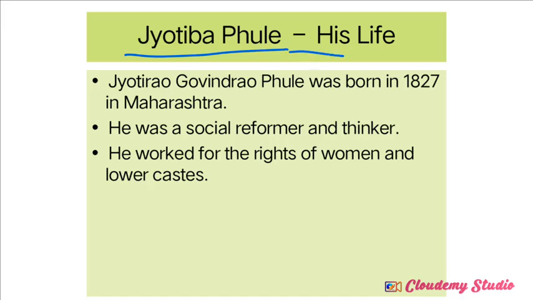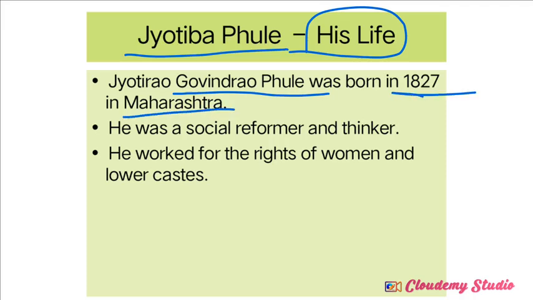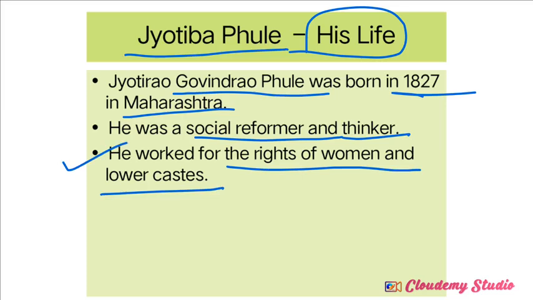Here I mentioned his early life. Jyotirao Govindarao Phule, popularly called Jyotiba Phule, was born in 1827 in Maharashtra. He was a social reformer and also a thinker. He worked for the rights of women and the lower caste. This is very important.